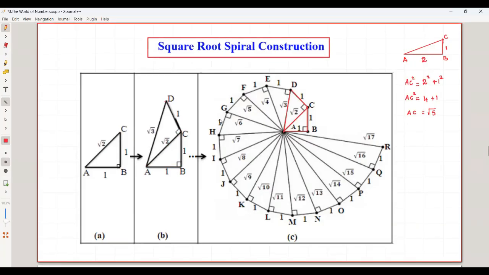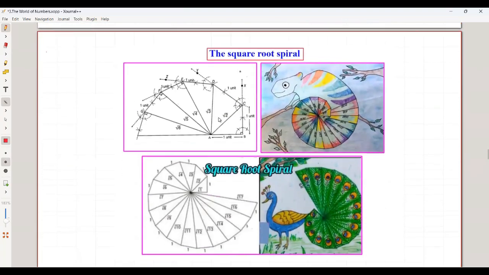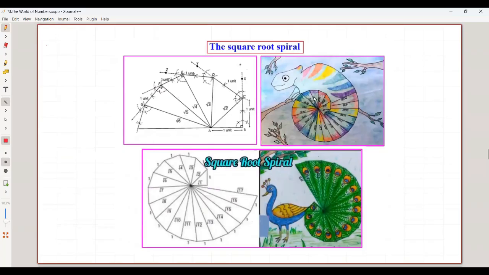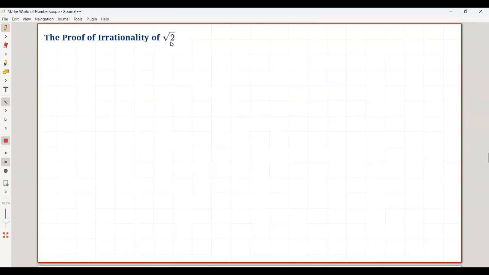So the square root spiral, we are just using in a different pattern, right? You can just see here, square root spiral. So we are going to give a proof by contradiction. Proof by contradiction.